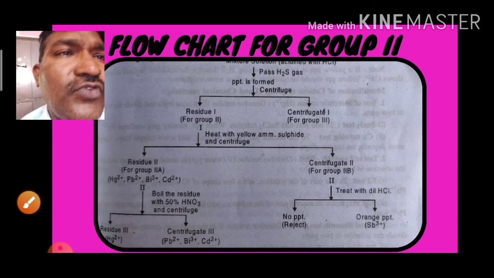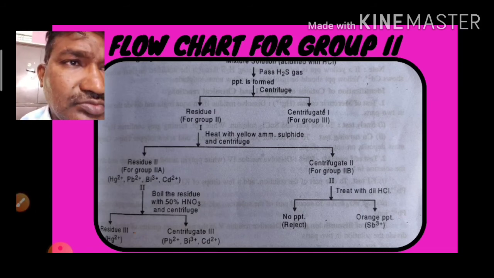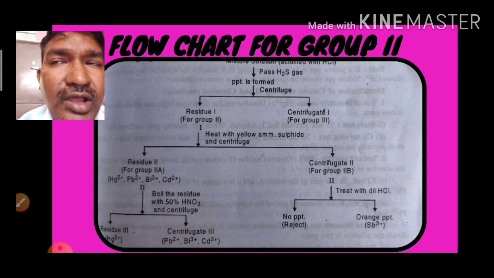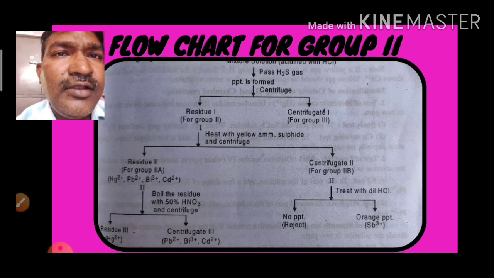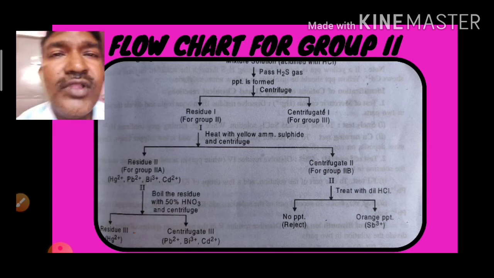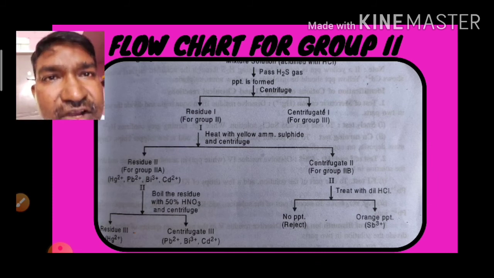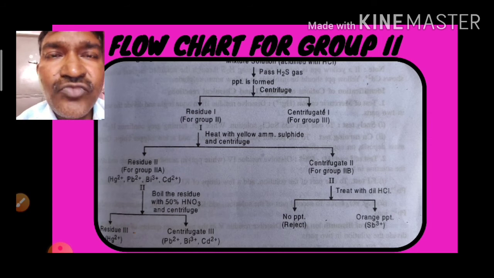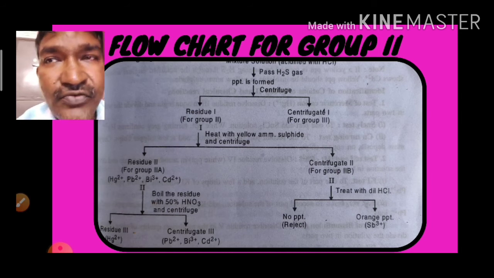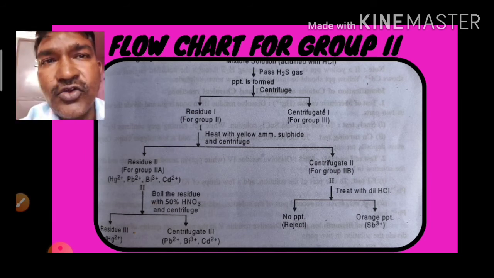Next we go for the flow chart of group 2. If we don't get any precipitate due to the addition of HCl to the original solution, then we should not throw that away, we have to pass H2S gas into that. And if we get the precipitate in the first group analysis, then we have to centrifuge that precipitate and separate it, and take the filtrate or centrifugate for the analysis of the second group cations.